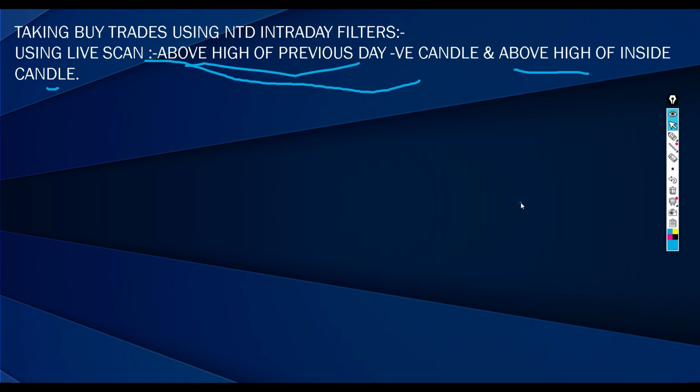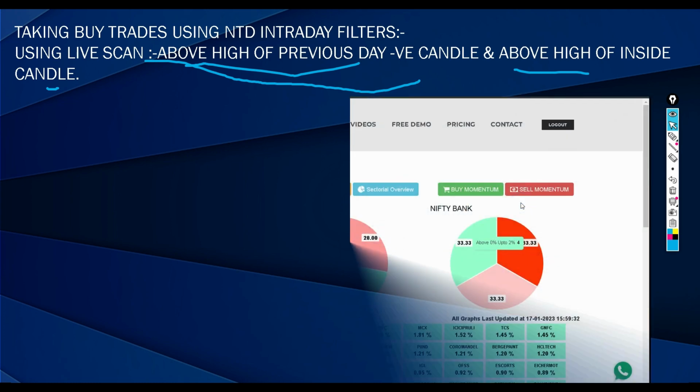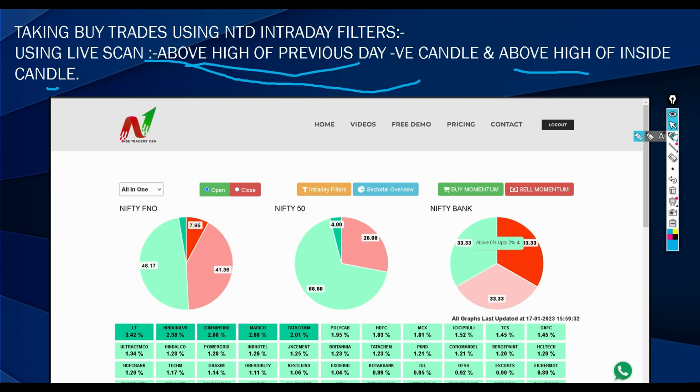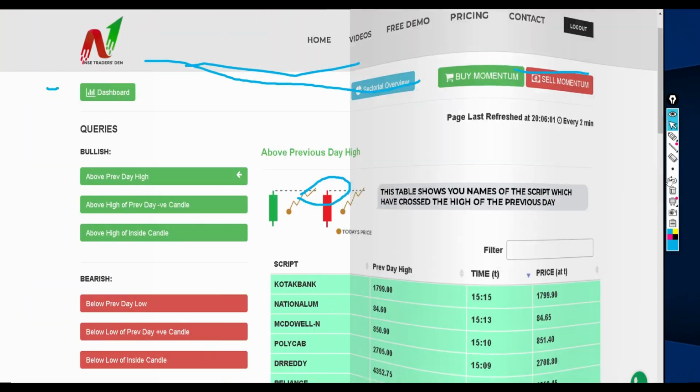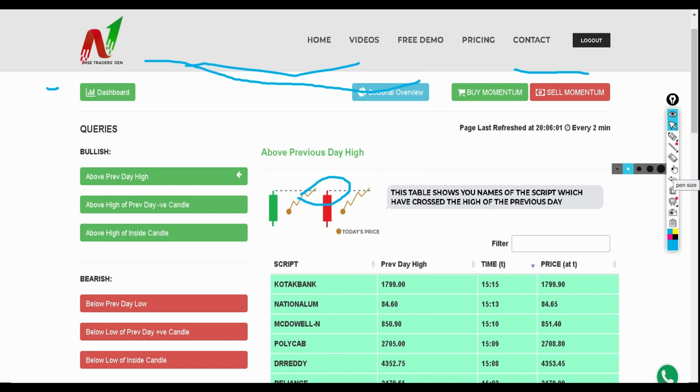Now where do you find this? You have to go to the Entity dashboard, and there you will find something known as Entity intraday filters. Once you click on intraday filters, from there you can identify which stock you need to buy or need to avoid. To buy a stock, as discussed, you need a breakout of the above previous day negative candle high or an inside candle high.